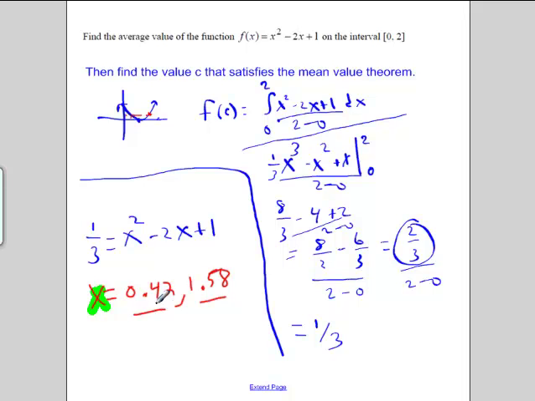So what is the significance of this? I say x, but instead of putting x, I should have put c. These are my c values such that when I put these values into my function, it gives me the average value of that function over the interval from 0 to 2.